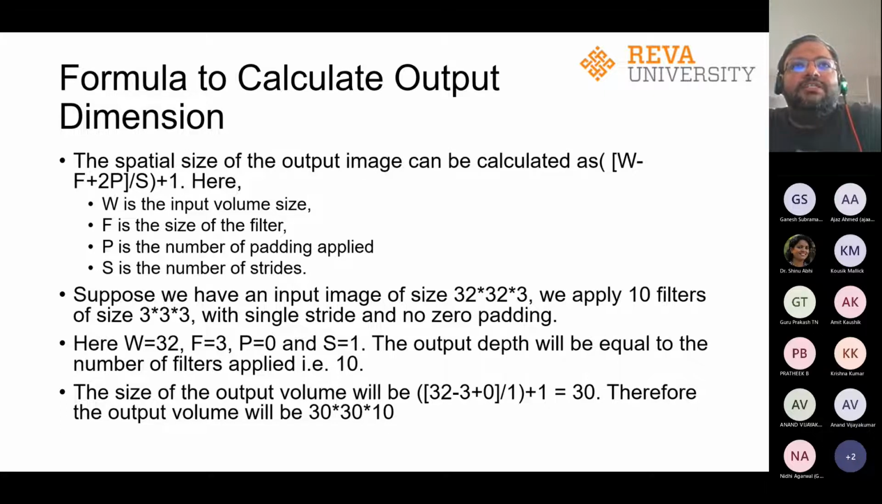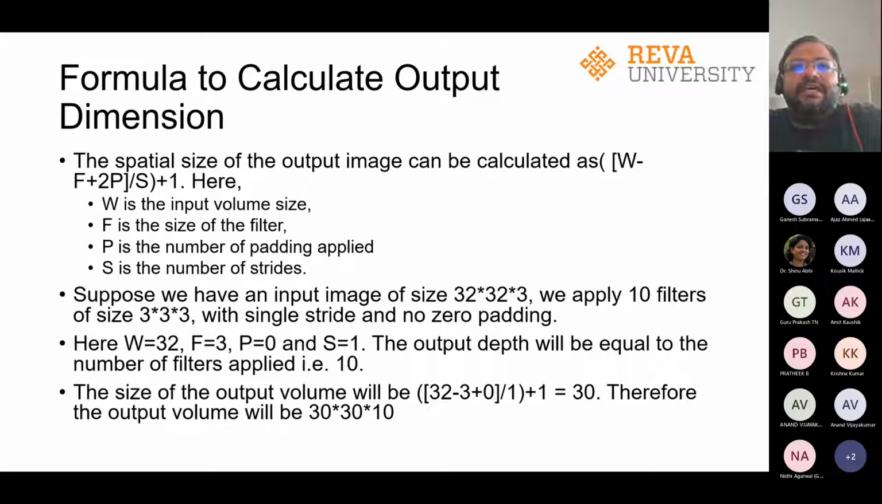W is 32, that's the size of the image. And F is equal to 3. Why is F equal to 3? Because the X and Y dimensions of the filters are 3. P is 0 because there is no padding, and S is 1 because the number of strides is 1. It's normal. The output depth will be equal to the number of filters applied, that is 10. The third dimension becomes equal to the number of convolution filters you're applying.